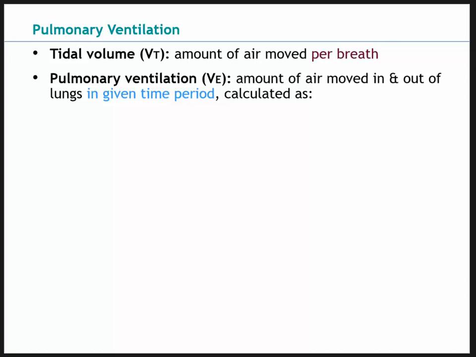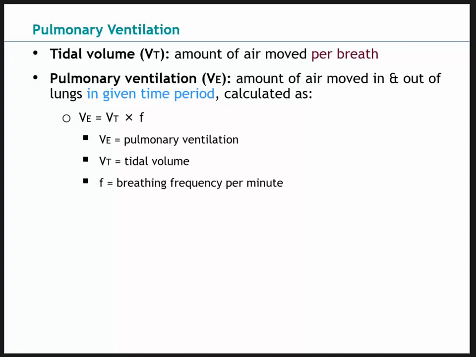Pulmonary ventilation is similar. It's still referring to breathing, but it's the amount of air moved in and out of the lungs in a given time period, usually calculated in 1 minute. So in 1 minute, let's say, what is your tidal volume and how many breaths are you getting in 1 minute? And here's our equation for pulmonary ventilation. Pulmonary ventilation, you can always refer to that as VE, and then we have tidal volume, and then we have frequency.